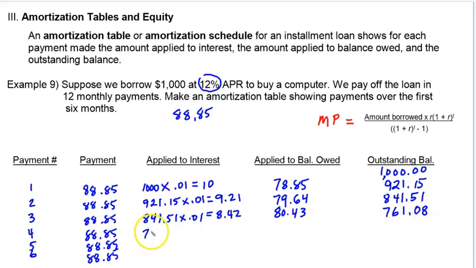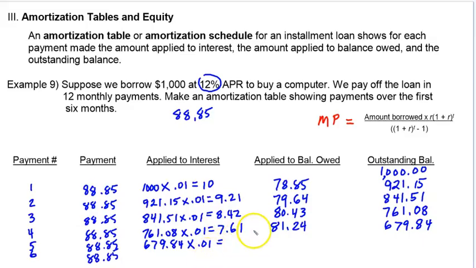Now I'm going to do the $761.08 times the 1% interest. That's $7.61. $88.85 payment minus the interest that was applied will show me how much I get to apply to the principal. And now my original previous outstanding balance minus the $81.24 gives me my new outstanding balance. All right, so once you've done one of these, it's not too bad, kind of repetitive.